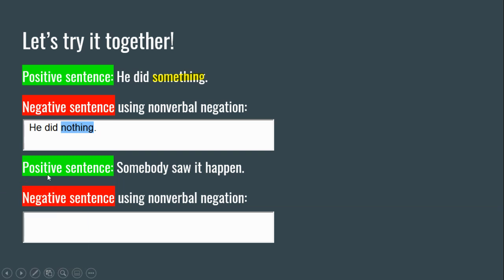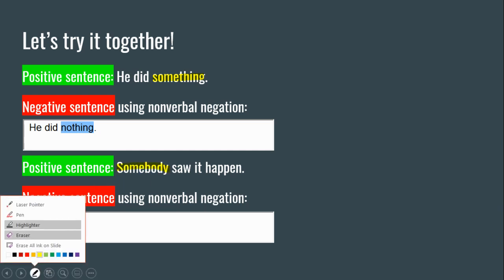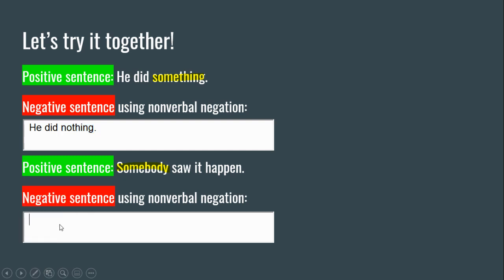Let's take a look at another one. Here we have a positive sentence that says somebody saw it happen. Using our nonverbal negation, we can turn this sentence into nobody saw it happen. Those are some examples of using nonverbal negation to create negative sentences.